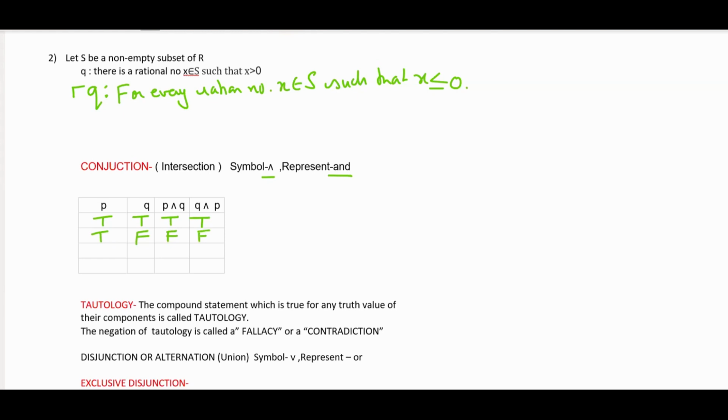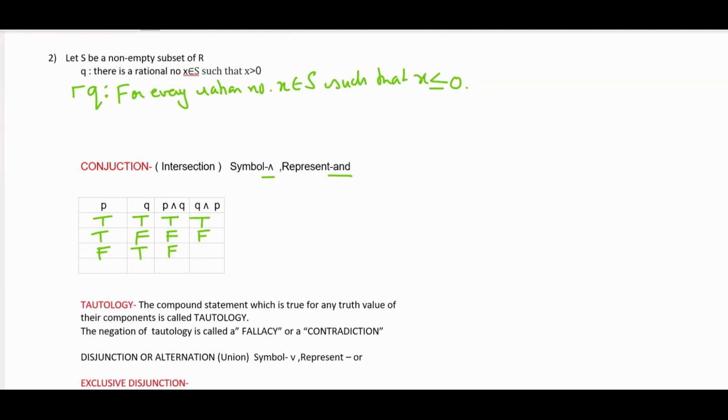That means if at least one of the statements of the compound statement is false, your ultimate answer will be false, no matter whatever the truth values of the other components. So if the truth value of p is F and the truth value of q is T, then F intersection T is again false, because one of the components is false, so the answer will become false.